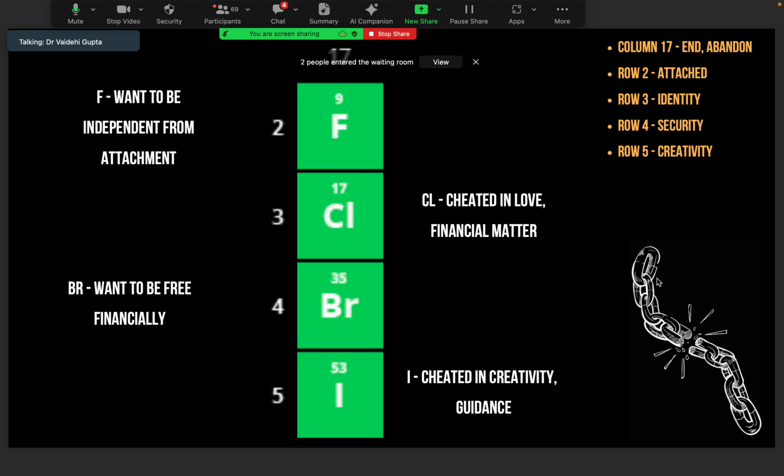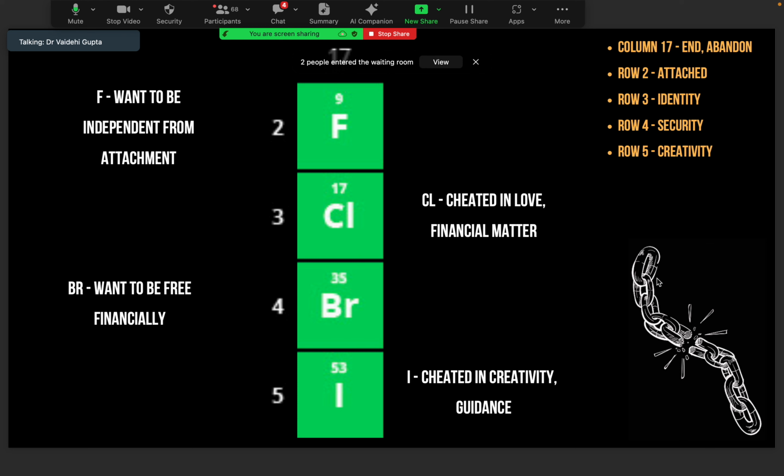Chlorine, cheated in love, in financial matters, because it is the phase of end, abandon. Natrium mur, there is also a feeling of betrayal in love. So chlorine, because their attachment is almost gone, they are getting away from that attachment. That's why there is sadness, despair. So that's why they think that they have been cheated in love or in financial matters.